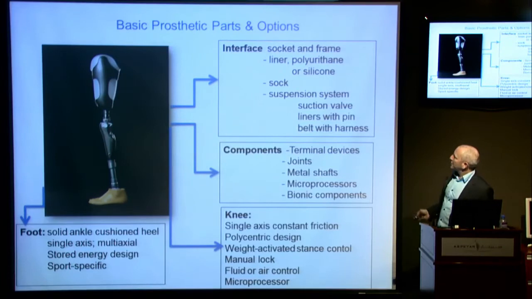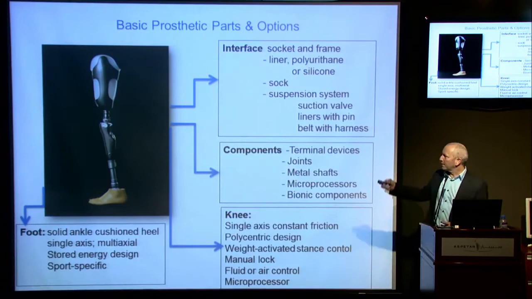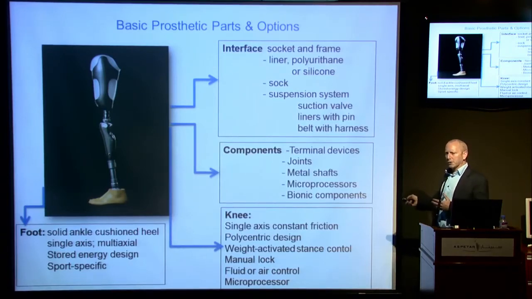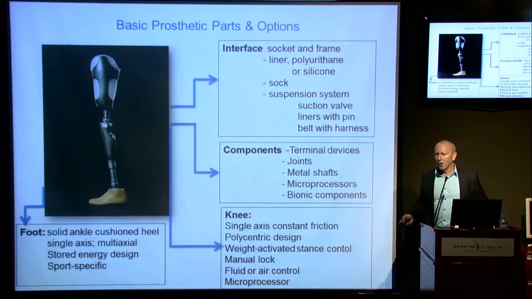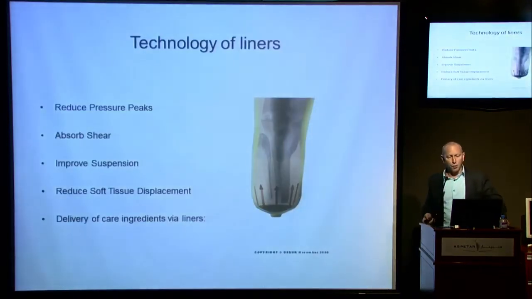And then there's a suspension system, which is really what is responsible for keeping the stump attached to that socket. That can either be through a pin, or in more old-fashioned sockets, it can be a belt with a harness. But these days, the state of the art is suction valves, or osseointegrated prostheses, where the prosthesis is actually drilled into the bone. So these liners and socks, or the liners rather, are very important, and I will show you why in just a while.